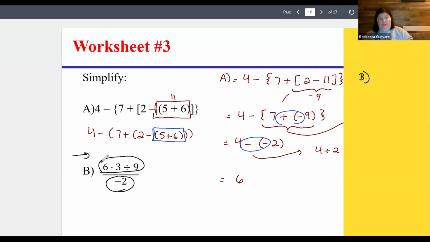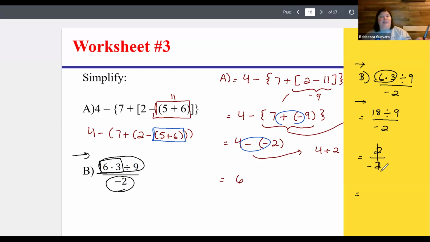So going left to right, the first thing we come to is the 6 times 3. Like I said, we're dealing with this one first. So 6 times 3 is just going to be 18. Then the next one we come across, going left to right, we have that 18 minus 9. So that's just going to be 9. And then we have this negative 9 down here. So we got 9 and 9.